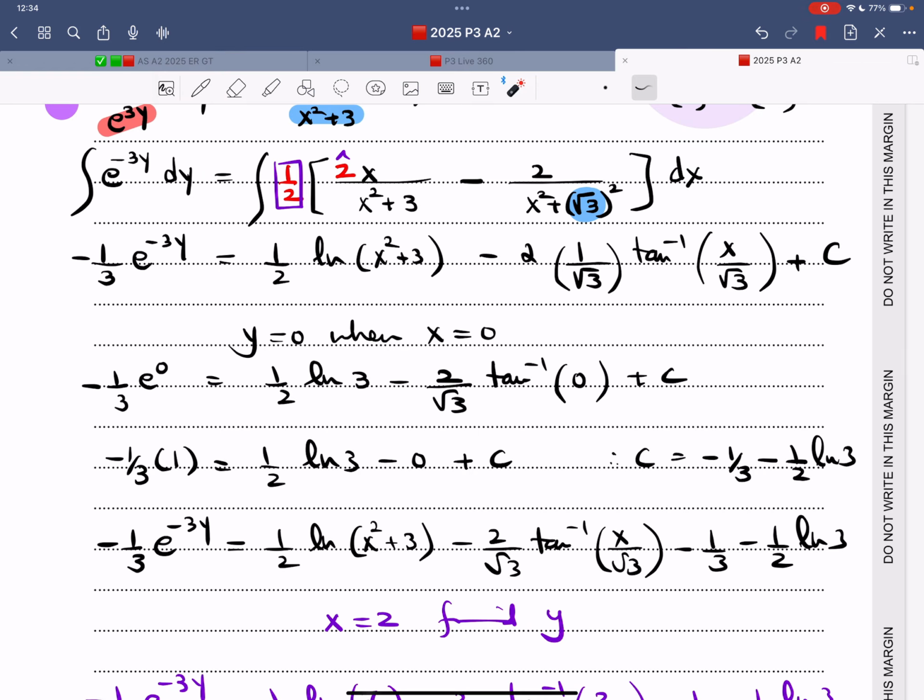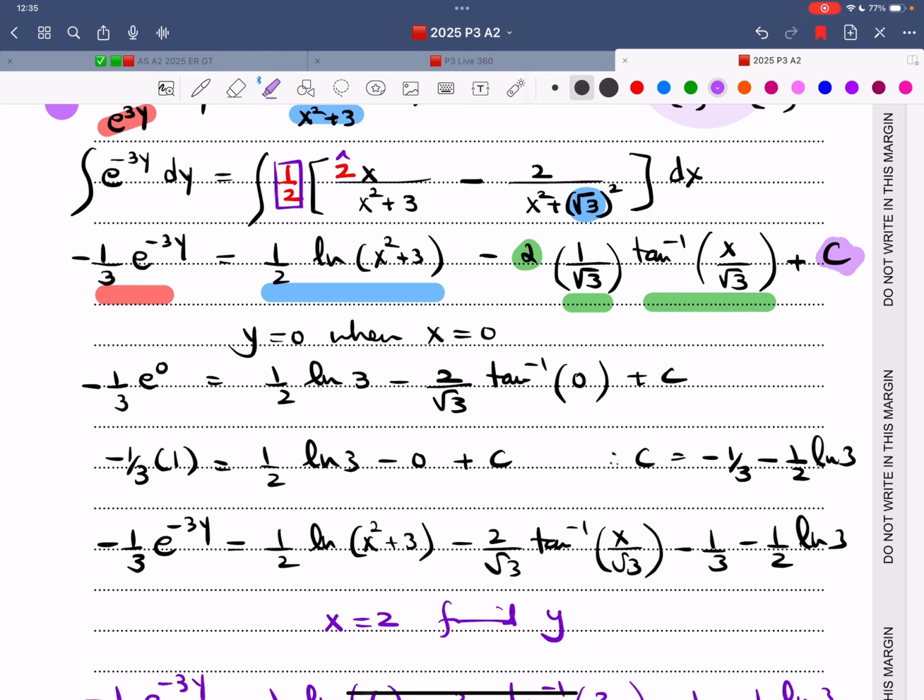Now when we integrated, e raised to power of negative 3y divided by 3 with a negative sign, this is half ln of x squared plus 3. So now let's highlight each one of them. That is the first one. This is the second one. This is the third one. This 2 as it is. This is 1 over root 3 tan inverse x over root 3 plus a constant of integration c.